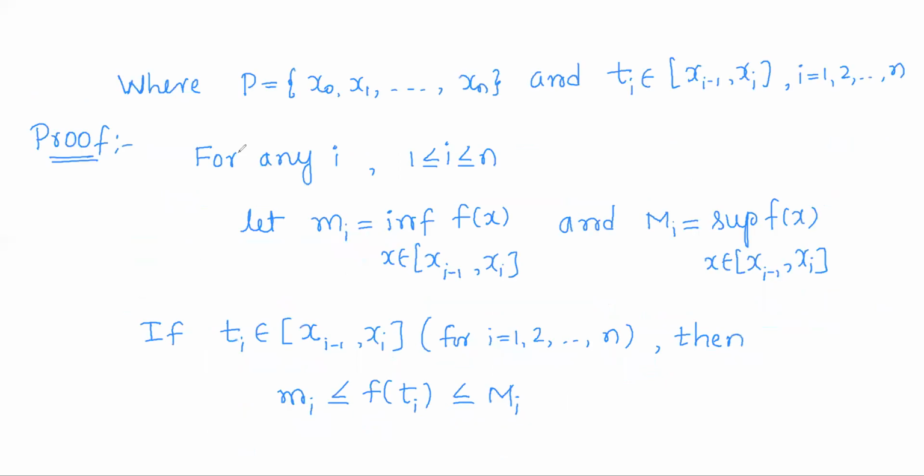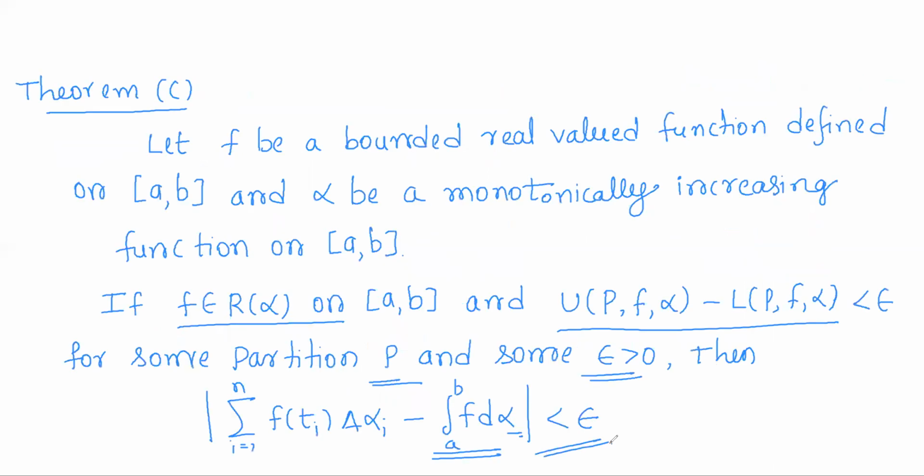Where P is taken as the partition x0, x1, up to xn, so that it divides the closed interval into n subintervals x0 to x1, x1 to x2, and so on, where xi minus 1 to xi is the general ith closed subinterval. Now ti is any arbitrary point of it. So for any ti in the closed interval xi minus 1 to xi, this inequality holds, right?